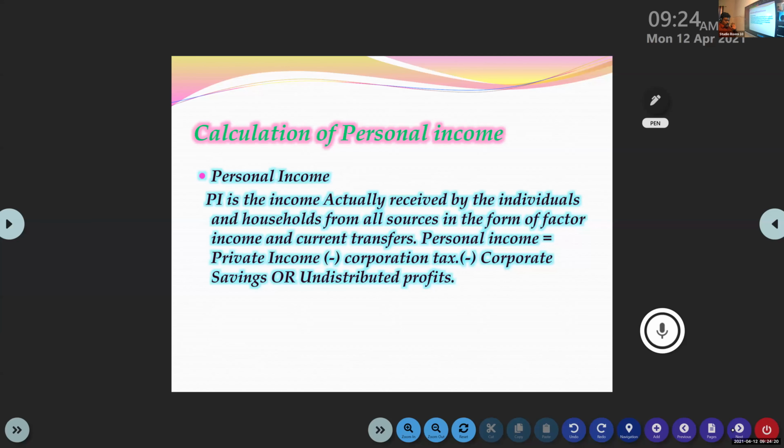Okay, next one, calculation of personal income. Personal income for a particular individual. Personal income is the income actually received by the individuals and households from all sources in the form of factor income and current transfers. So personal income is equal to private income minus corporation tax minus corporate savings or undistributed profits.